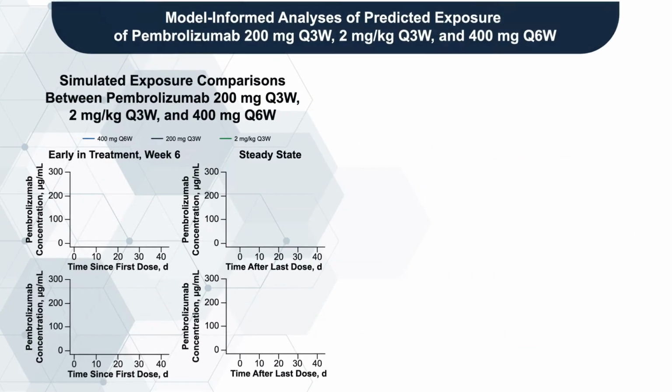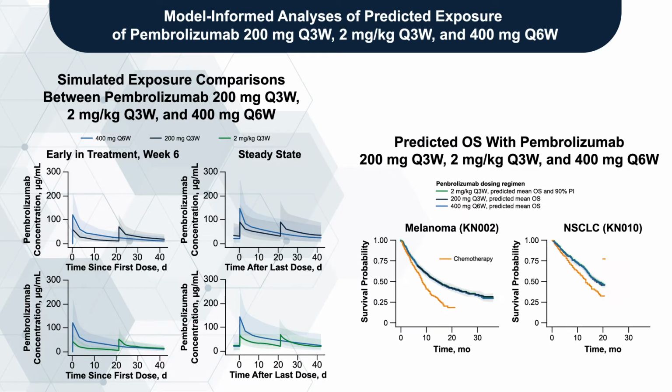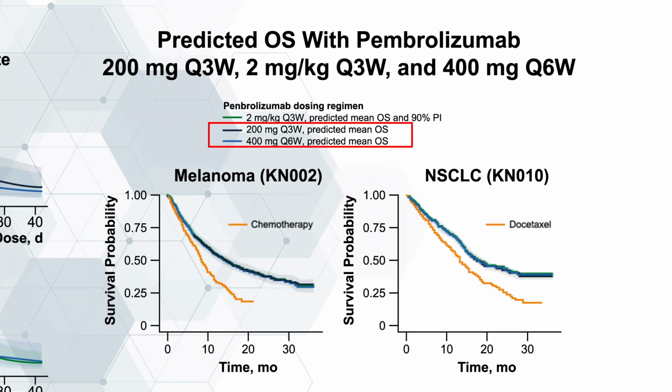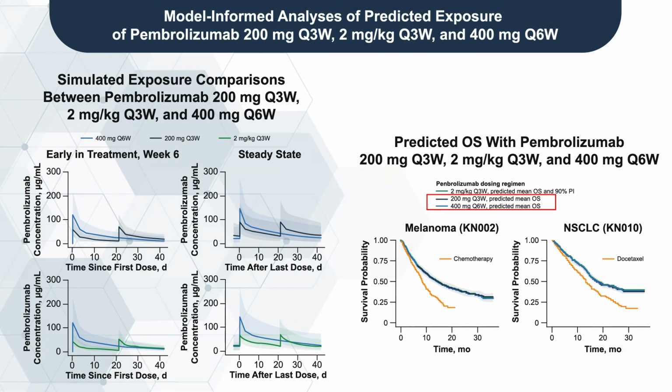A similar pattern emerged with Pembrolizumab, also a PD-1 antibody. Data from simulated pharmacokinetic modeling and exposure response assessments demonstrated that Pembrolizumab dosed at 400 milligrams every 6 weeks would be expected to produce efficacy and safety signals similar to those seen with 200 milligram every 3-week dosing.